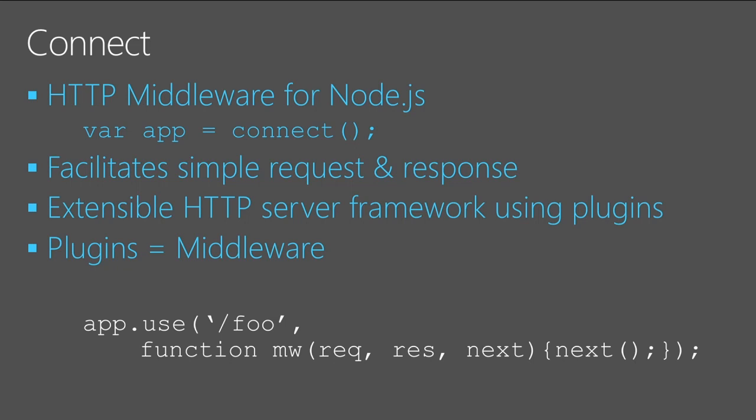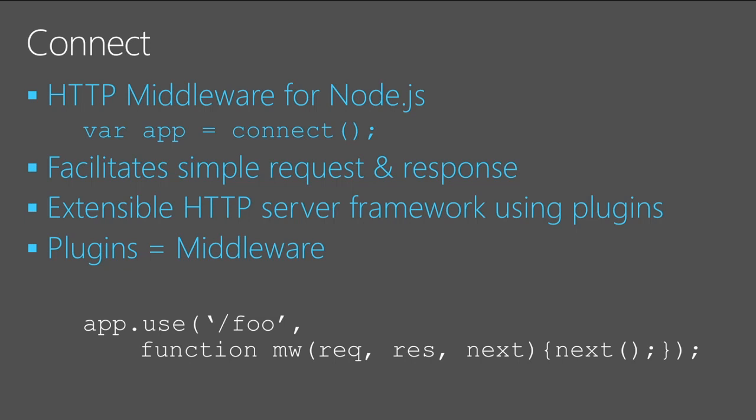So in this case here, you can see I'm creating a new Connect app by just saying var app equals connect. Not sure why that's not white. It's going to facilitate a simple request and response. I mean, bare bones, super simple request and response. But it's an extensible HTTP server framework using plugins.